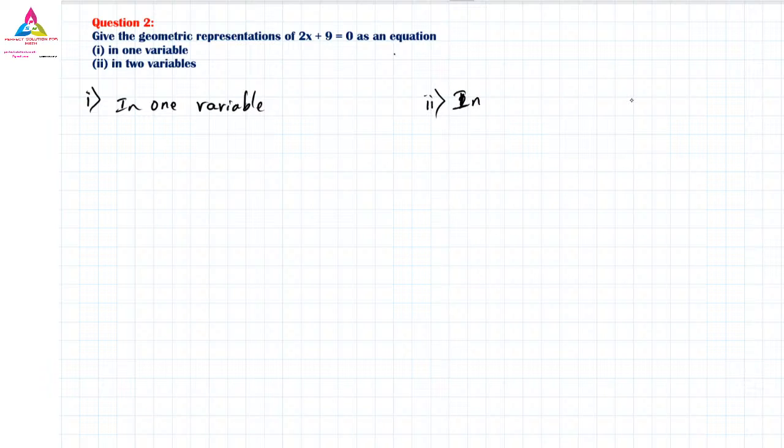In two variables. Okay, the equation remains 2x plus 9 is equal to 0. So this equation is not direct. In the previous case, they directly gave y is equal to 5, but here they have not mentioned x is equal to something like that way. They have mentioned it in terms of 2x plus 9 is equal to 0. So we have to find the x value.